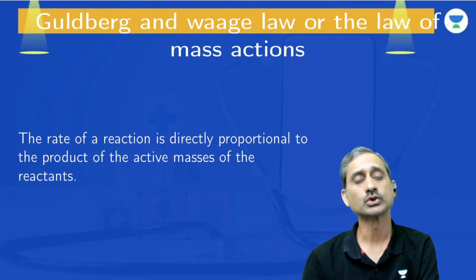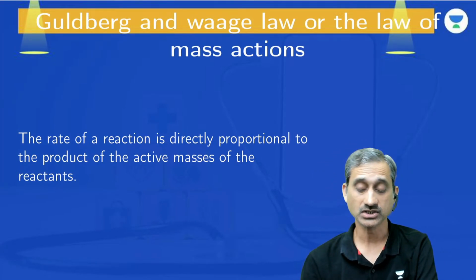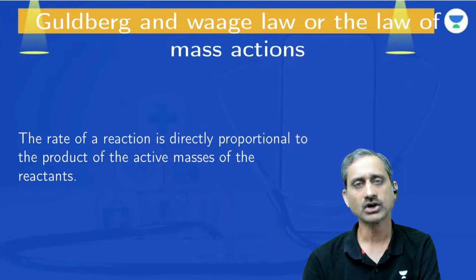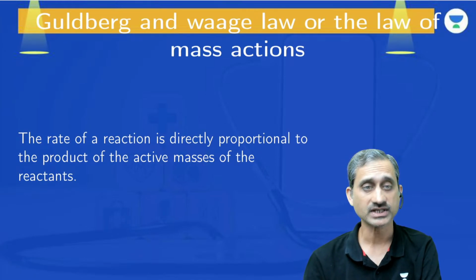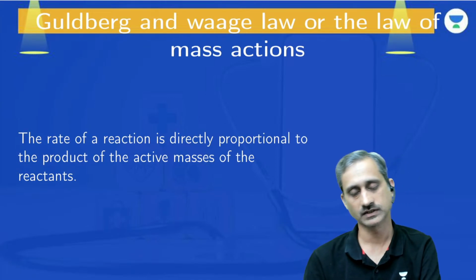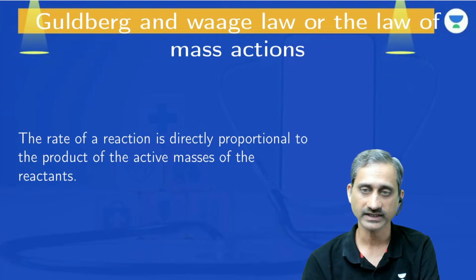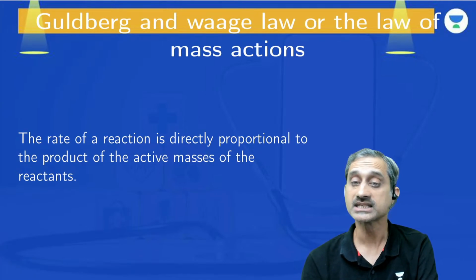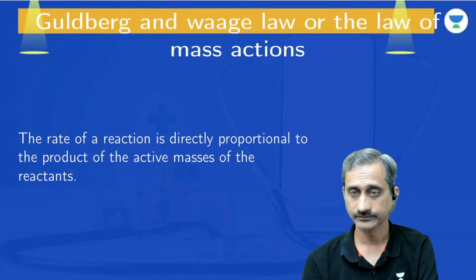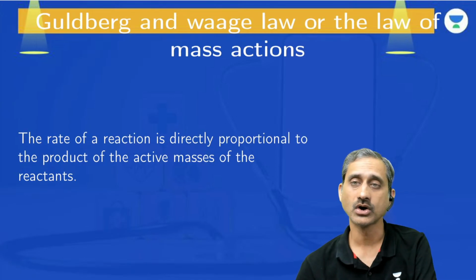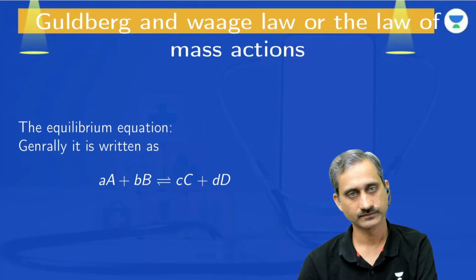So now we have the Guldberg and Waage law, which is also known as the law of mass action. The Guldberg and Waage law, or the law of mass action that we already understand, is that the rate of the reaction is directly proportional to the product of the active masses of the reactants. So that is how we have defined the active mass as well. The term or the factor on which the rate is directly dependent. Okay, or directly proportional. So that is the Guldberg-Waage law, or the law of mass action.